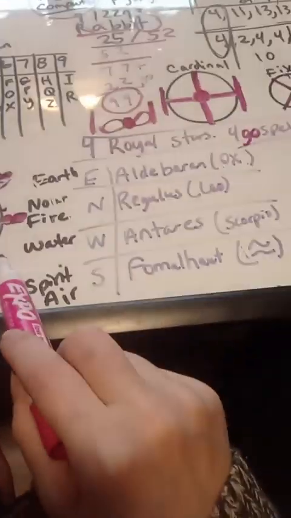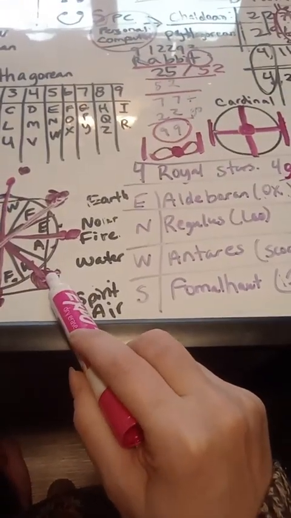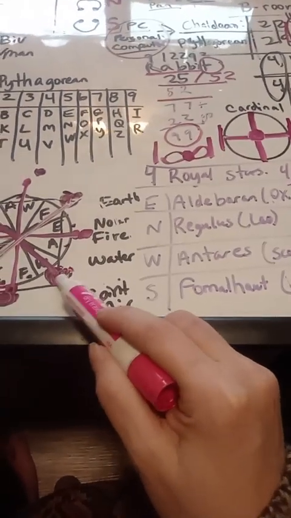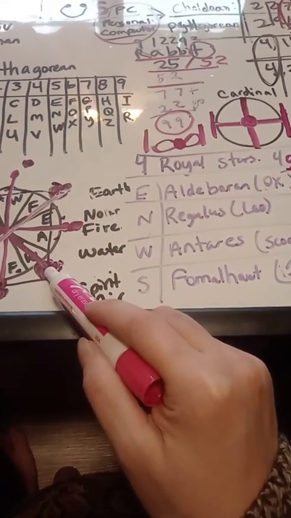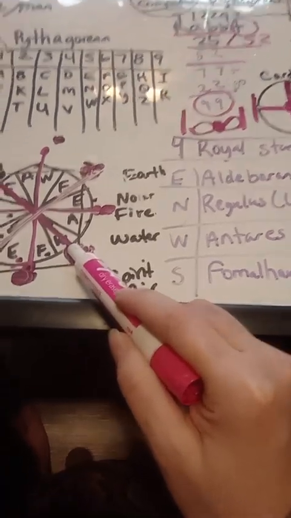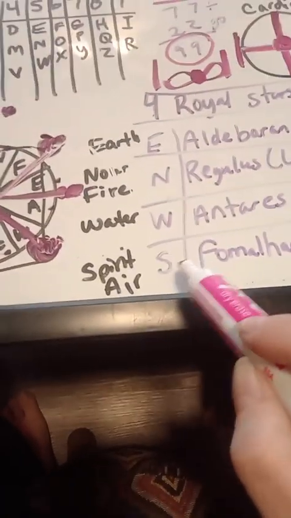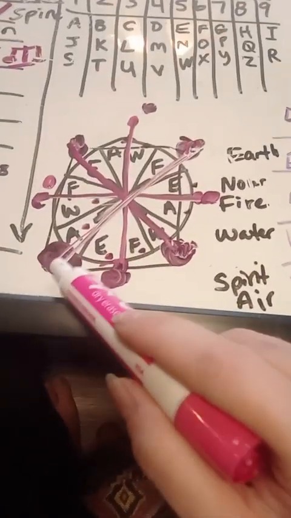South. Oh wait, this is your west. West. Okay, for water. Notice how Scorpio is a water sign. And then Aquarius is going to be south for your spirit. That is your air. Fire, earth, air, water.